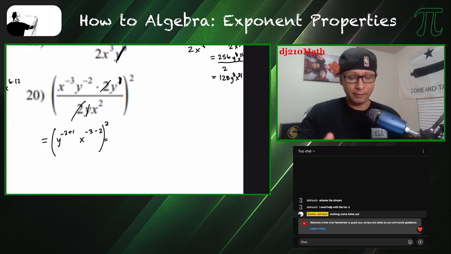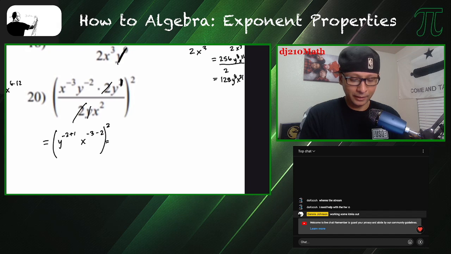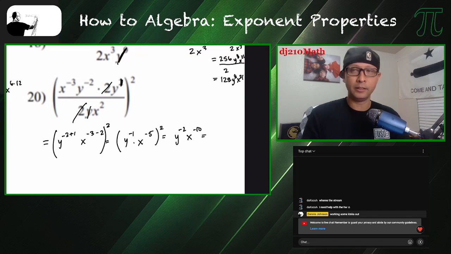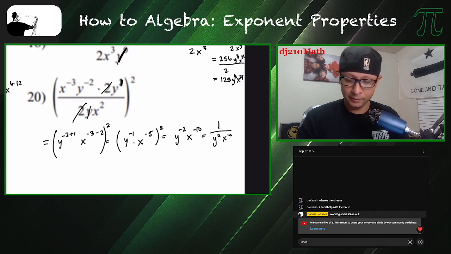So we essentially got rid of the denominator. So what do we have? Let's simplify the inside. This is going to be y to the negative 2 plus 1 is negative 1 times x to the negative 3 minus 2. So it's going to get even more negative. So negative 5, squared. I'm going to apply the square to everything inside. So this is going to be y to the negative 2, x to the negative 10. And since they're both negative, they'll go to the denominator. So y squared x to the 10.